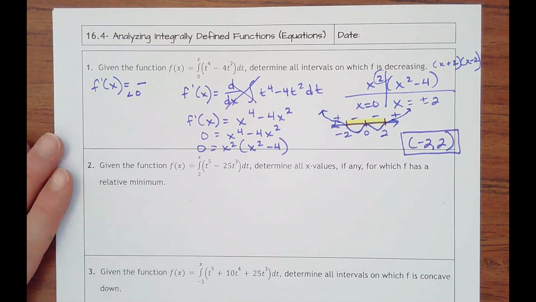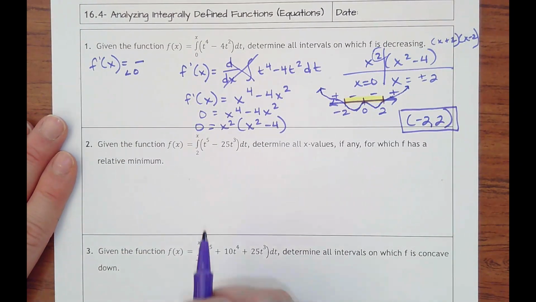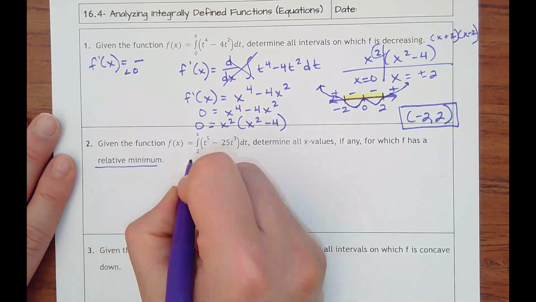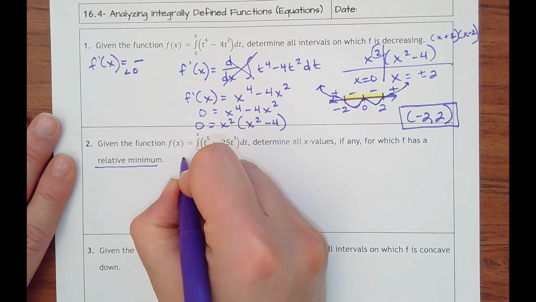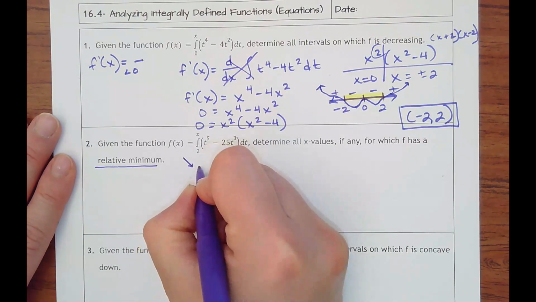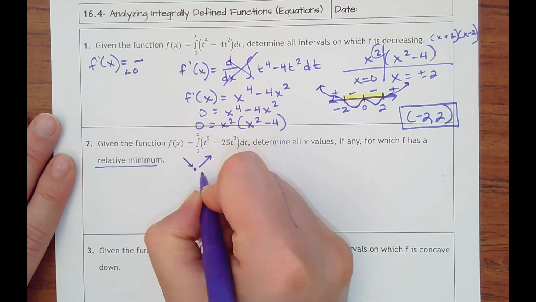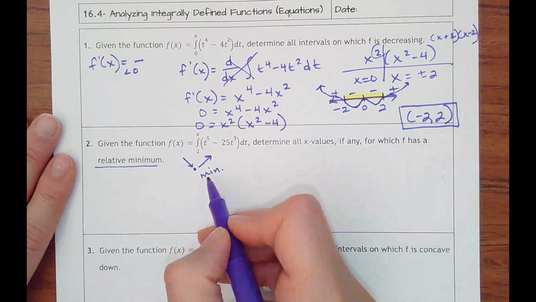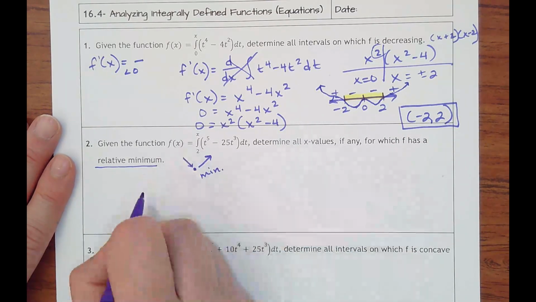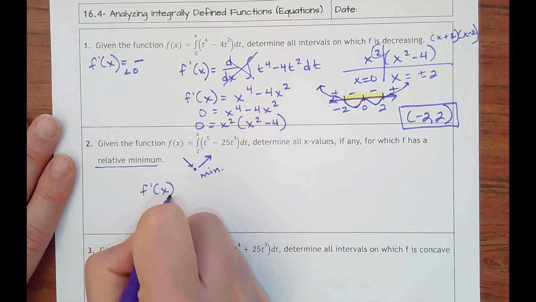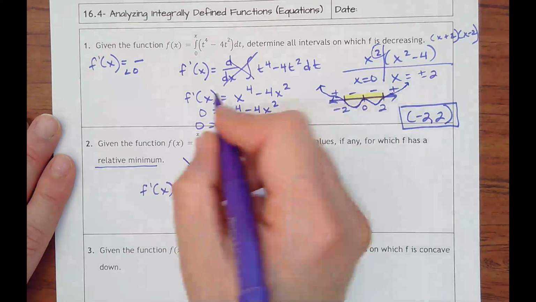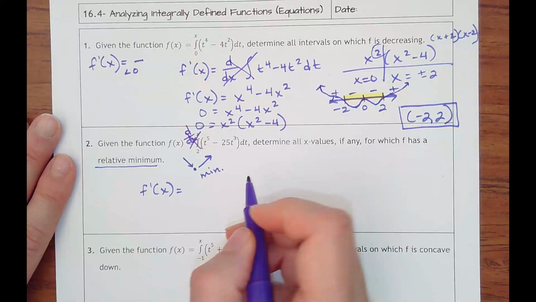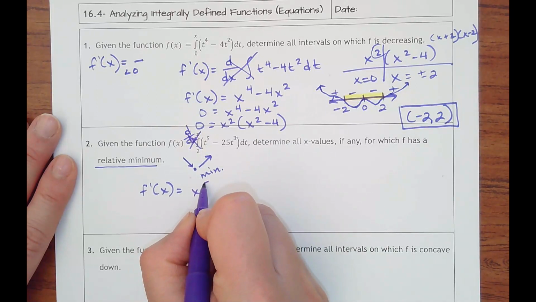Okay, number 2. Given the function, determine all x values for which f has a relative minimum. Again, thinking a minimum comes from something that's decreasing to increasing. So we want to figure out the slopes. So I'll take f prime of x. I'll take the derivative of this side, which makes this and this cancel, giving me just this function. I'm going to plug x in for t.